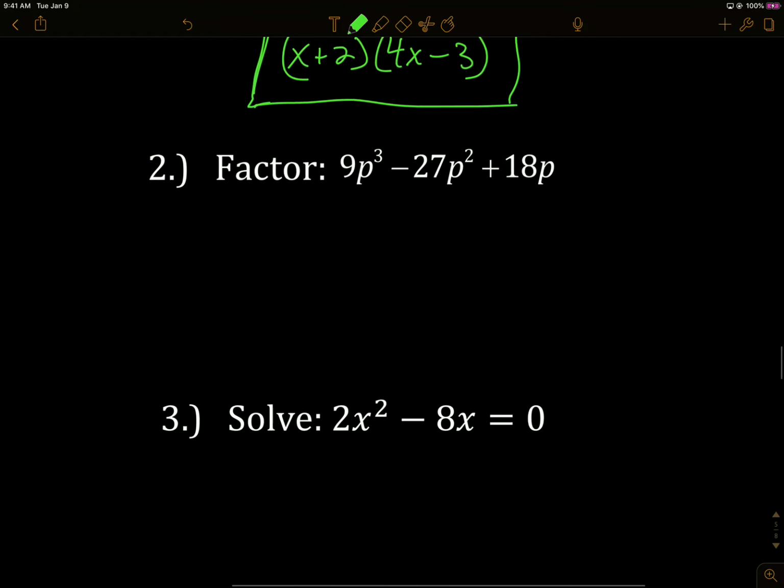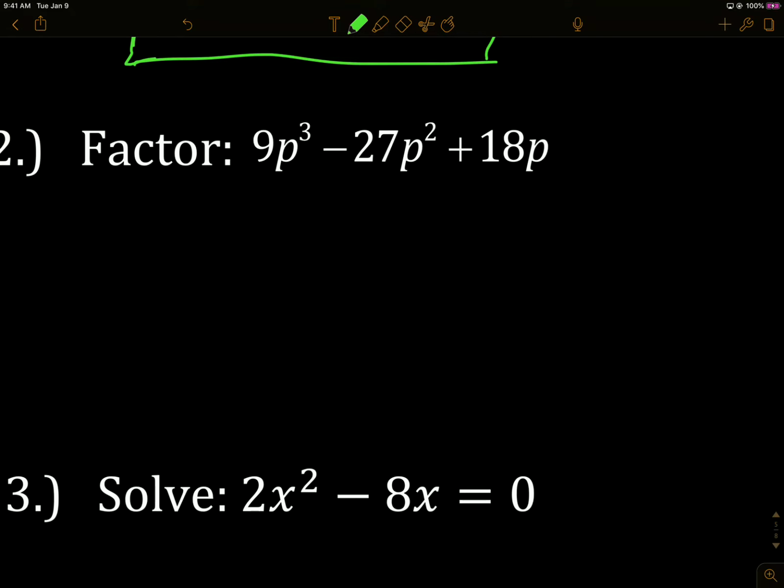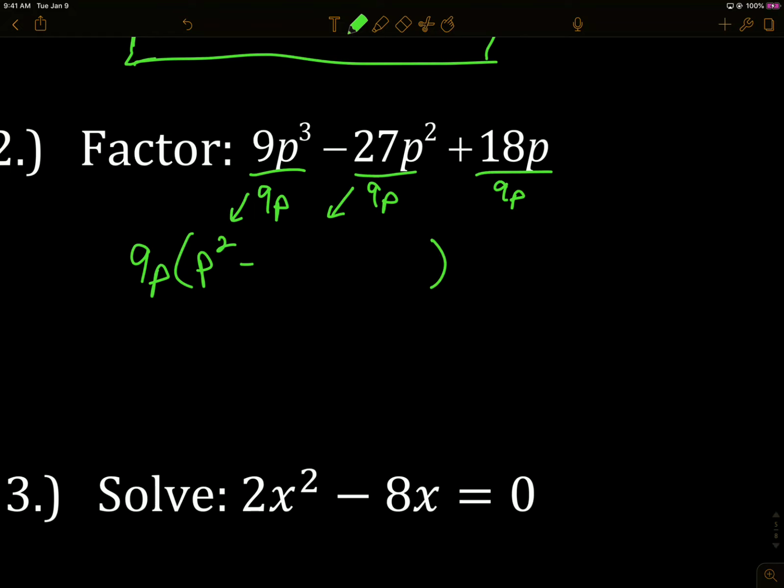And what I'm left with is 4x minus 3. Number 2, we're looking for a common factor. It looks like there's a 9p that I can divide out of each one, right? So I got to write down the common factor, and then I got to actually go divide it out. I get a p squared here. Here I get a minus 3p, and then here I get a plus 2.